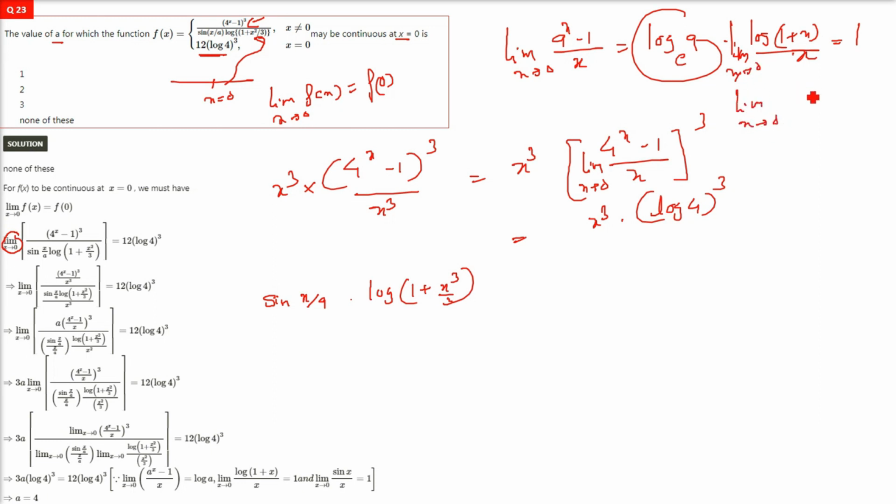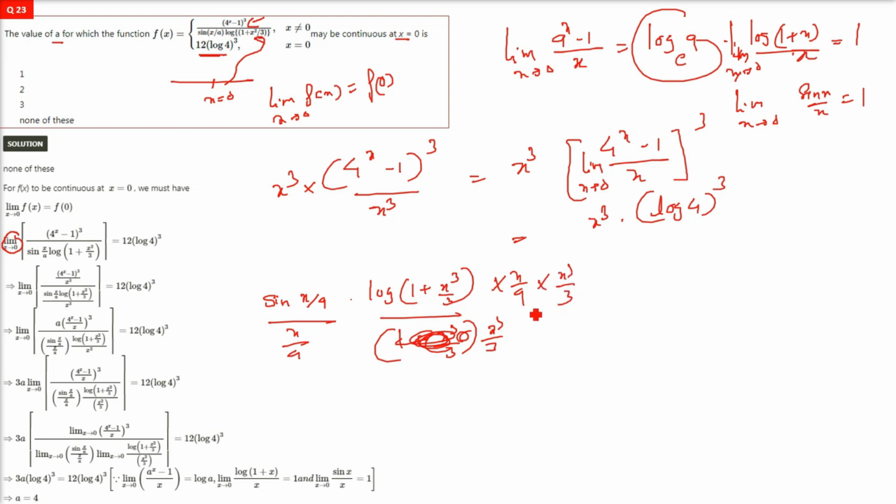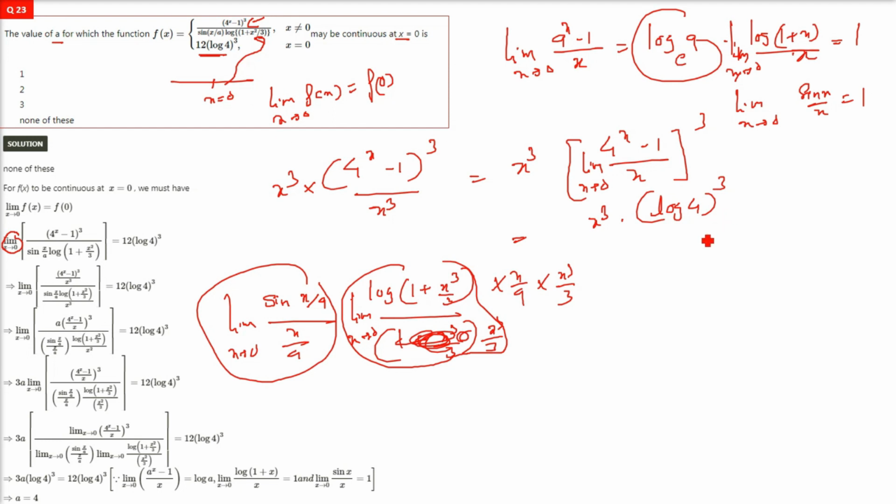So limit x tends to 0 for sine theta by theta, or sine x by x, this is going to be 1. So we need an x by a in the denominator, so we have to have an x by a in the numerator. What do you need in the denominator here? Because this is log(1 plus x square by 3), you need x square by 3 in the denominator, so you will have x square by 3 in the numerator also. Please see that I am writing x cube, but it is x square actually. So this is going to be 1, sine theta by theta, limit x tends to 0. And log(1 plus x square by 3) divided by x square by 3 is going to be 1.